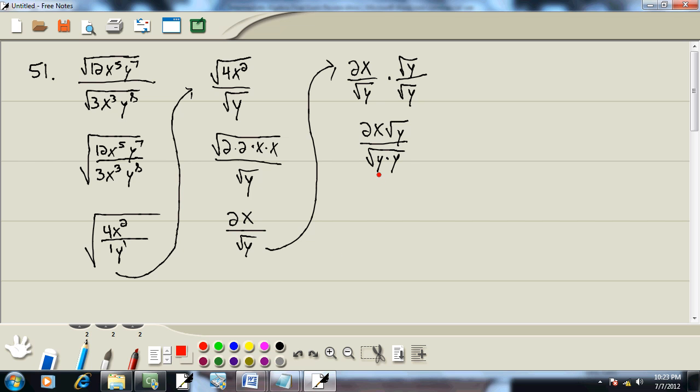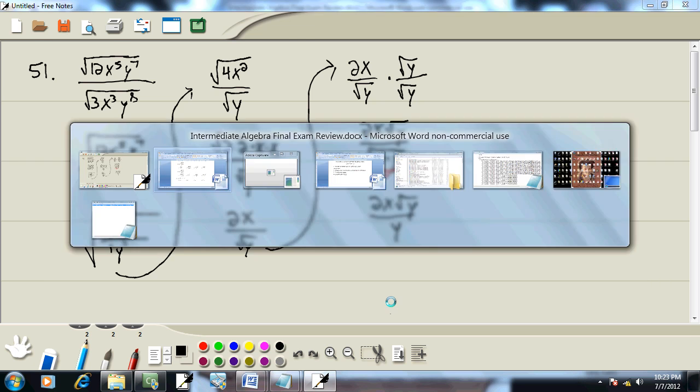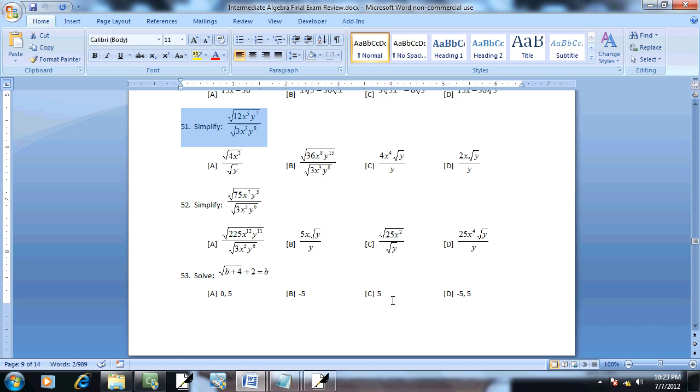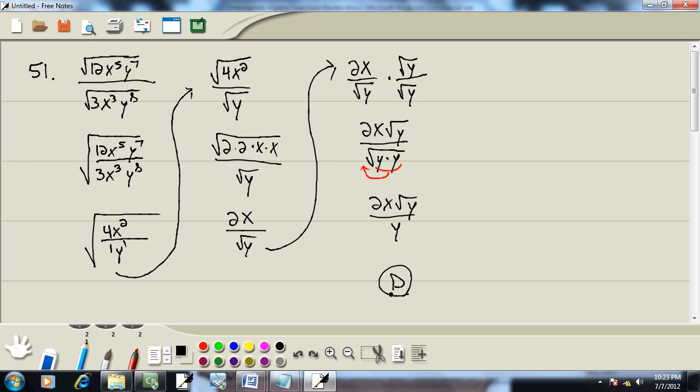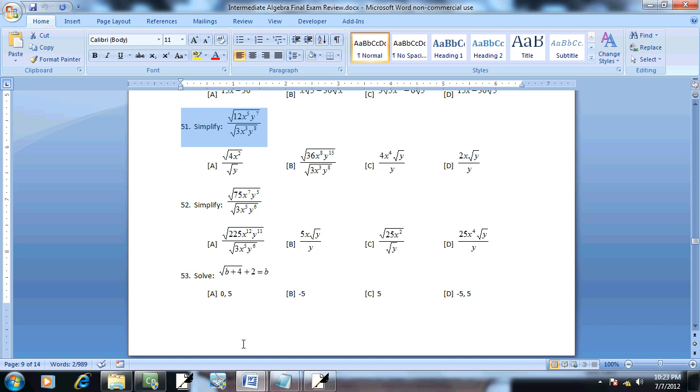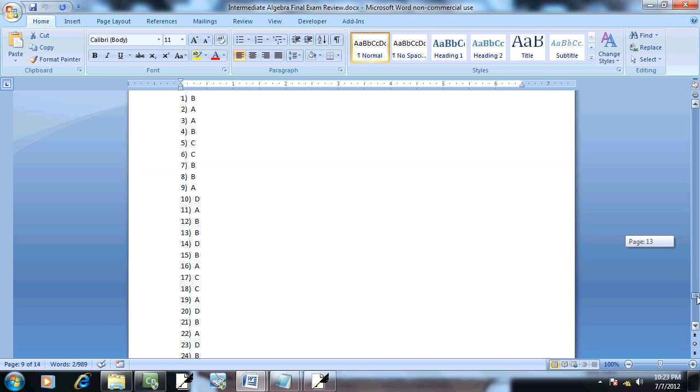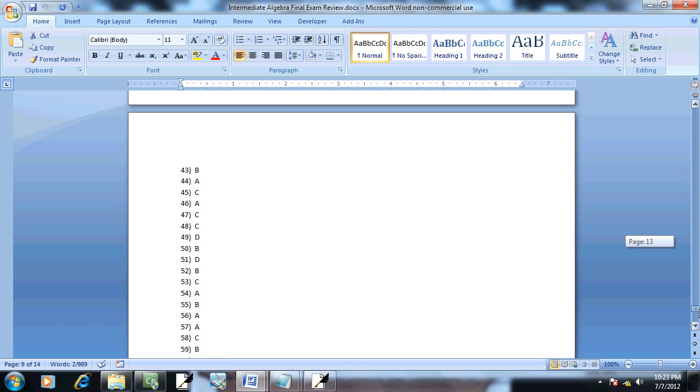And remember, we're looking for a pair of something. So here's a pair of y's. So those are going to come out in front. And we're going to end up with 2x square root of y over y. Which matches D as in David. So 51D. 51D checks.